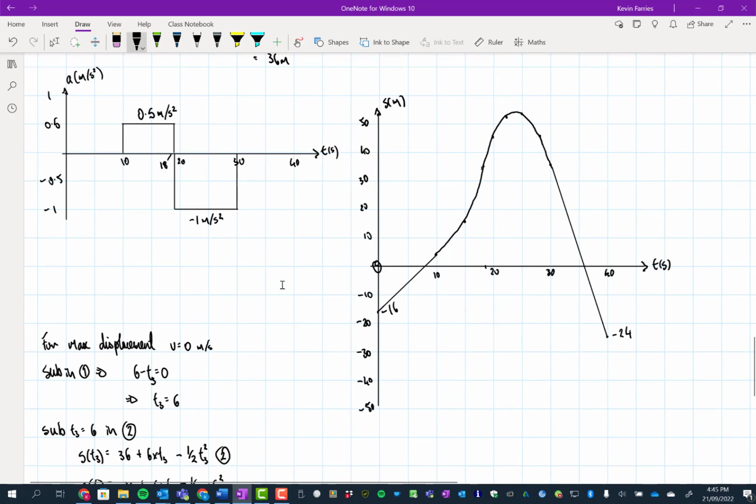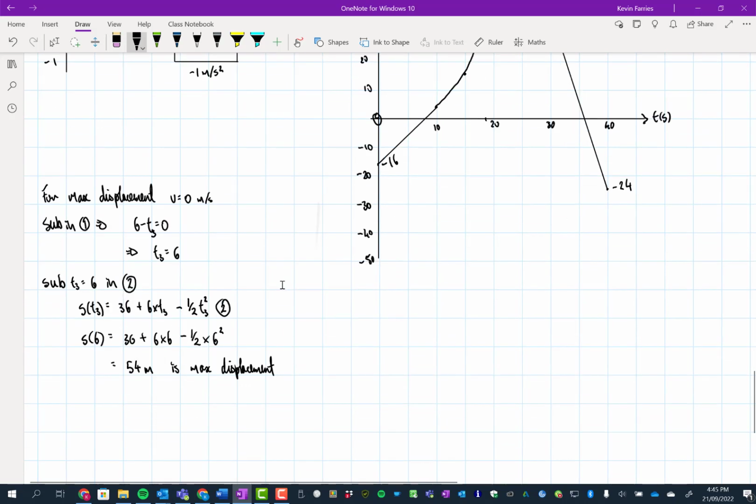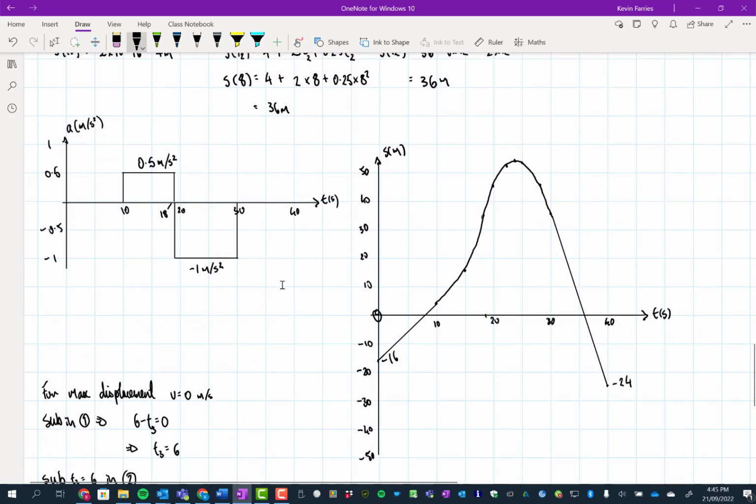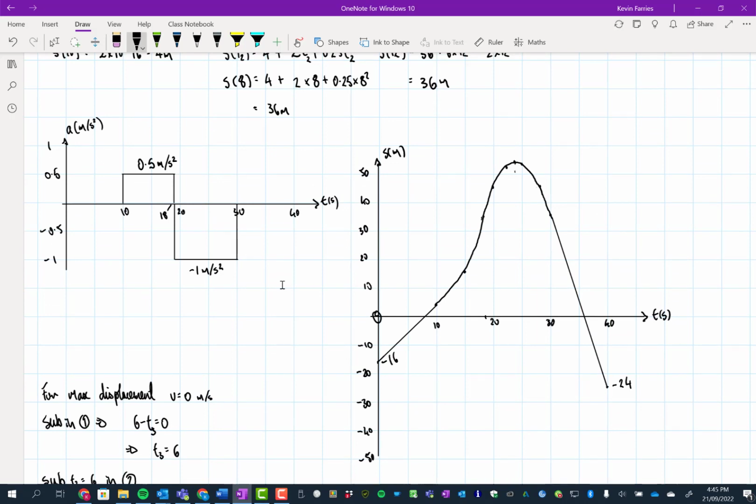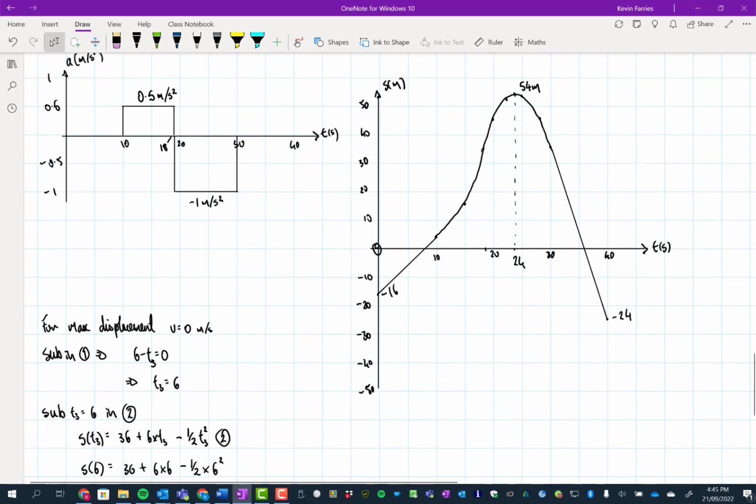So let's add that to our graph. And when did it occur? 6 meters, so it's about 24. So this here is going to be at 24 seconds, and it's going to be 54 meters. So therefore, the total distance travelled, we've gone from minus 16 meters and all the way to 54 meters by the time it gets to 24 seconds.